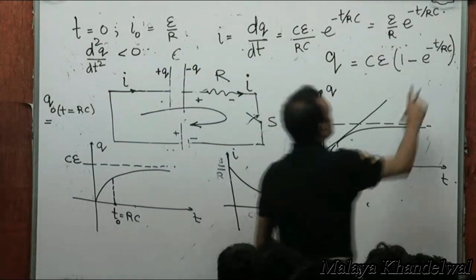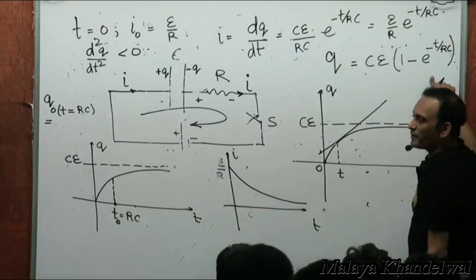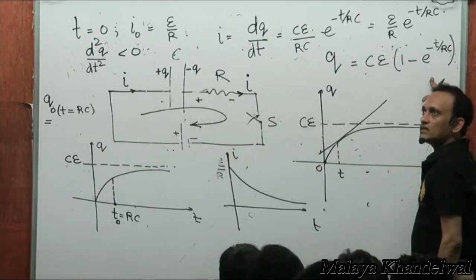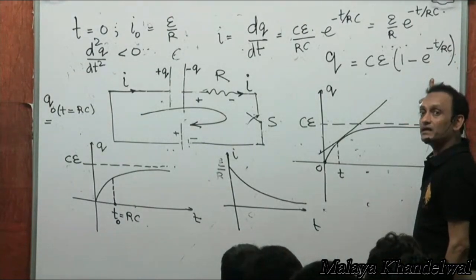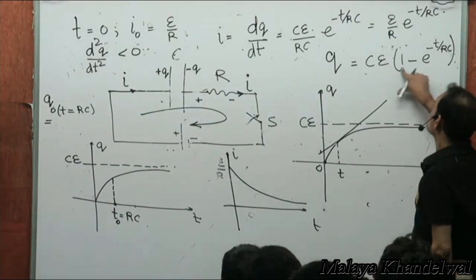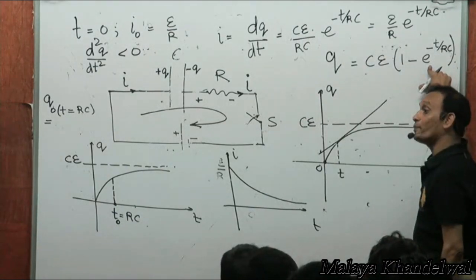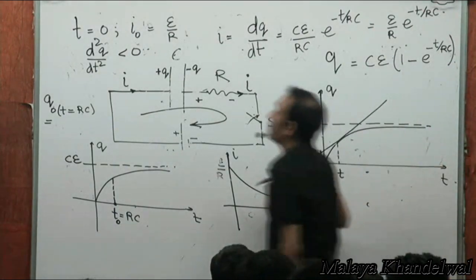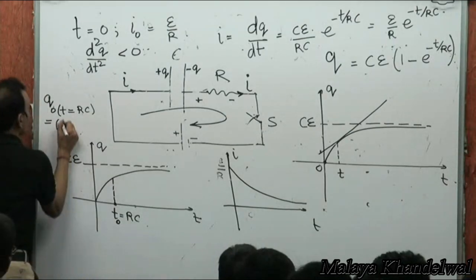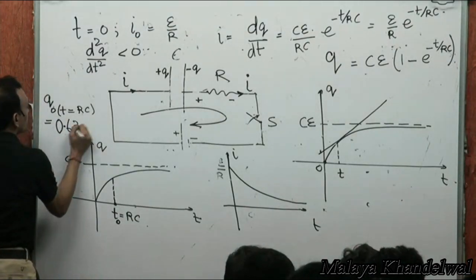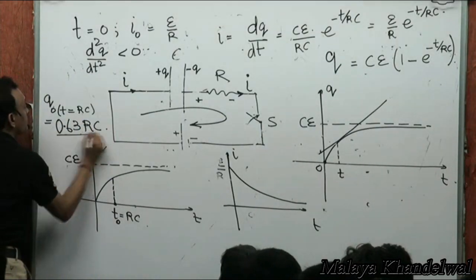Put t equal to RC. This will become 1 by e. 1 by e is roughly 0.37. So 1 minus 0.37, that is roughly 0.63. So this will become 0.63 times RC.